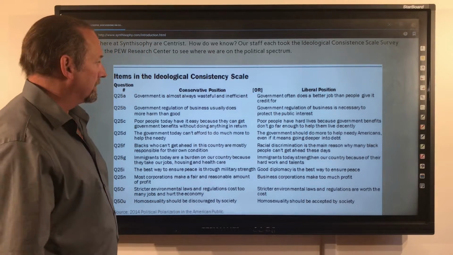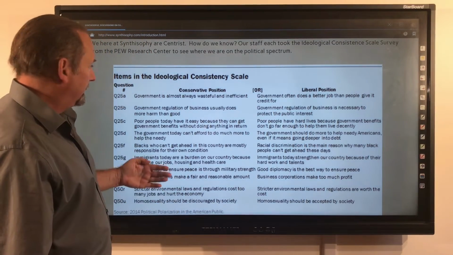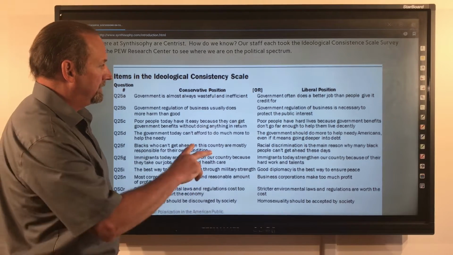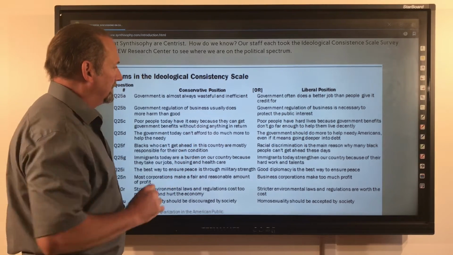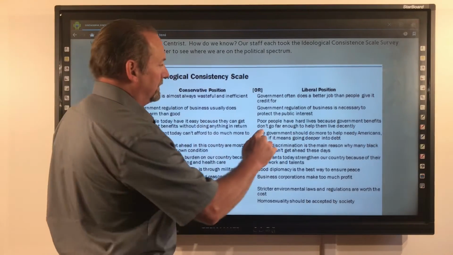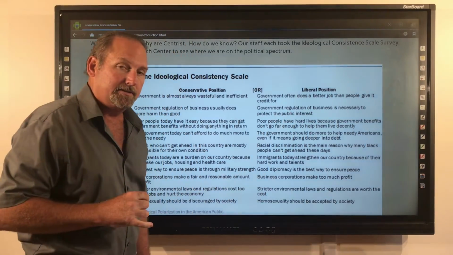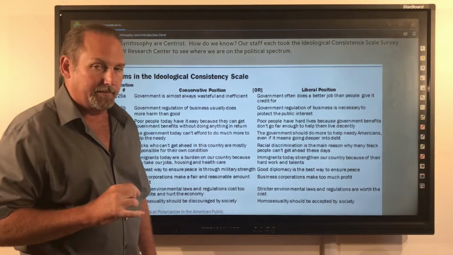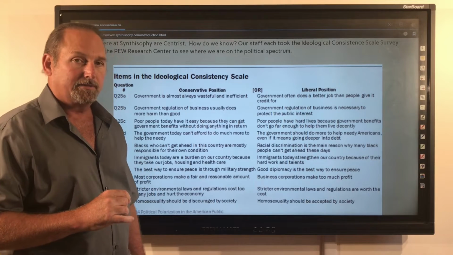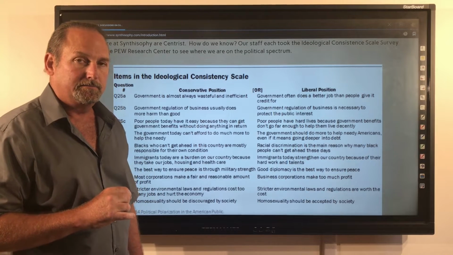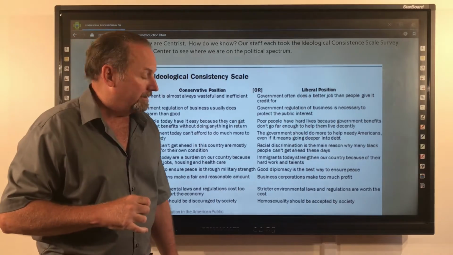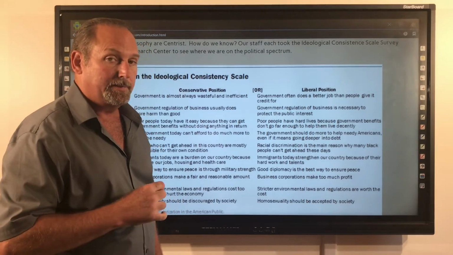Here's how the survey works. There are 10 questions, each with 2 statements. One statement is a very conservative position. The other statement is a very liberal position. You read both statements and you circle the one that you think best describes your political view. If perchance neither one of them describes your view, just leave it blank.